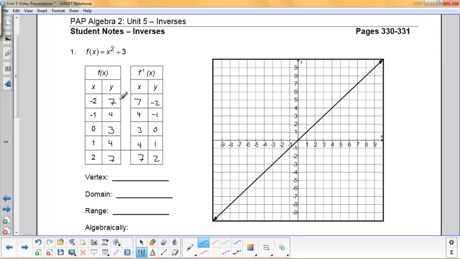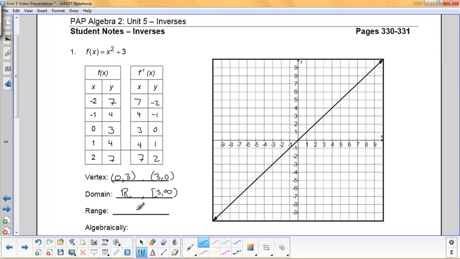Okay, so from looking at your picture, which you have copied down, the vertex of the original was (0, 3), and the vertex of the inverse was (3, 0). The domain of the original was all real numbers, and the domain of the inverse was 3 to infinity.